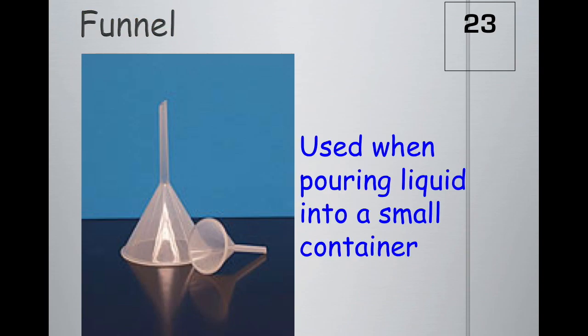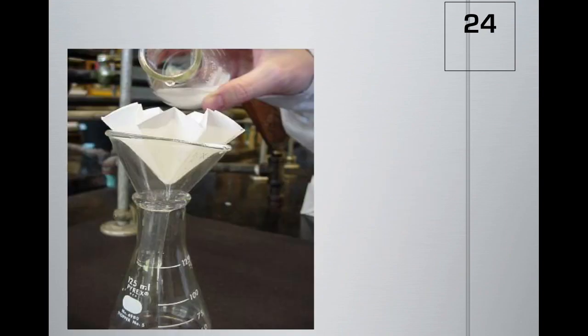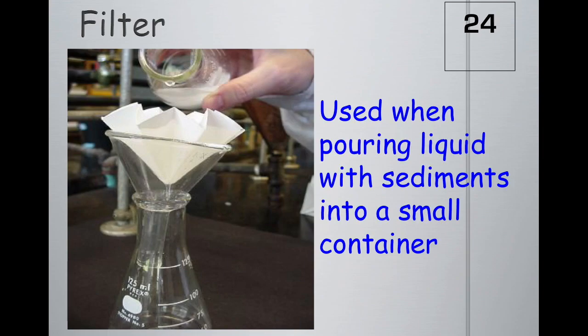This item here is known as a funnel, and it's used when pouring liquid into a small container. And I'll show you in slide 24. This is another funnel. I think this one's glass, but what we're looking at here that's inside of the funnel is filter paper. The filter paper is for substances like if you have sand mixed in with the water or some kind of gritty stuff. So it's used when pouring liquid that has sediments into a small container.